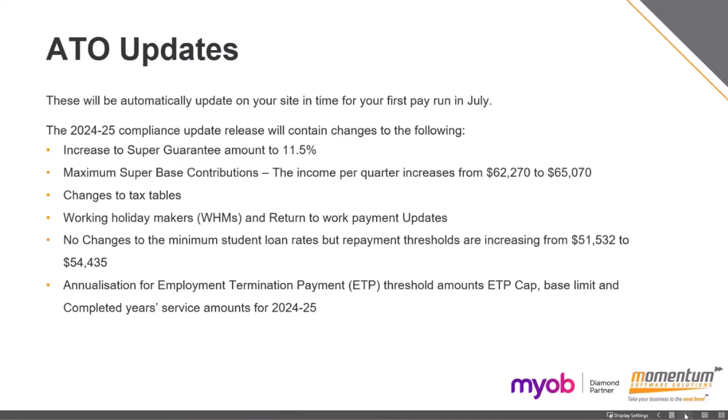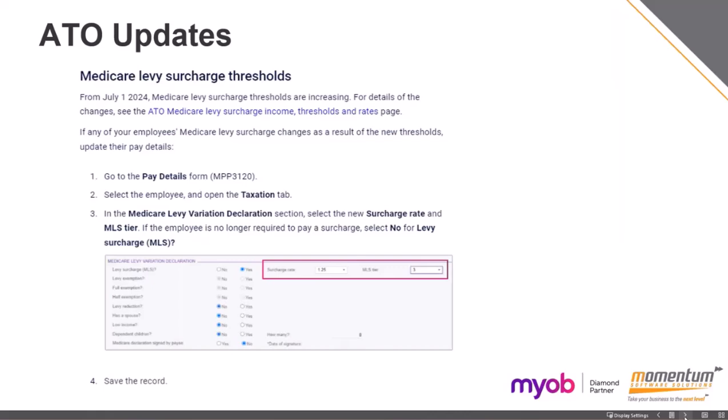There is another change. The Medicare levy surcharge thresholds have also changed. So if any of your employees' Medicare levy surcharge has changed as a result of the new thresholds, you will need to update it manually. You will need to go into the employee pay details, and on the taxation tab, there is the Medicare levy variation declaration, where there is a current surcharge rate and a variation column as well. So you will need to enter the variation in the ML variation and save the record.